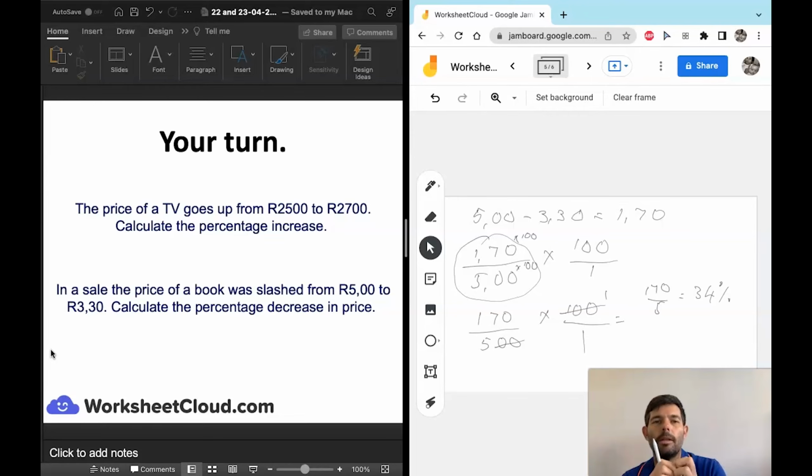If you're unsure about the decimal part, then please go have a look at the decimal lesson and have a look at the division of decimals. Because remember, 1,7 over 5,00 is a division sum, 1,7 divided by 5. And when you divide a decimal by another decimal, if I do the same thing to both numbers, I do not have to put the decimal back into the answer. Right, let's carry on and see what else we've got.